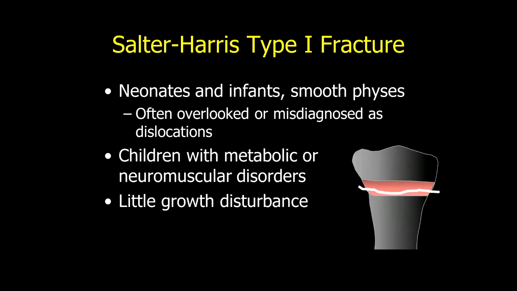If we look at the Salter-Harris type 1 fractures, this is typically seen in the youngest children, the neonates and infants, whose physes are much smoother in contour than that of the older children. And because the distal epiphysis may be still cartilaginous in these young children, these fractures may be overlooked or even misdiagnosed as dislocations. Older children can also have type 1 fractures, which are purely physeal, with an underlying physeal abnormality, such as in a metabolic disorder or a neuromuscular disorder, such as myelomeningocele. The good news is these fractures result in little growth disturbance.